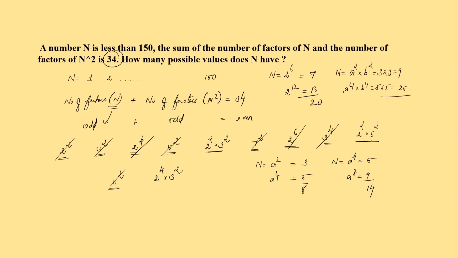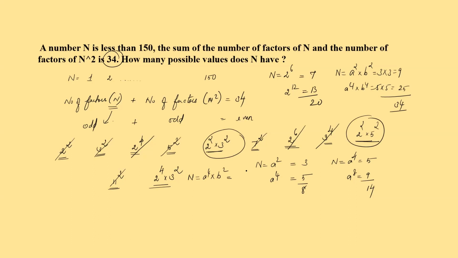And the total number of factors of n plus the number of factors of n square will be 9 plus 25, which is 34. And this actually satisfies. So this will definitely satisfy. Now one more is left out, a number in the format a to the power 4 into b square. Now let me check whether this number also holds true or not.